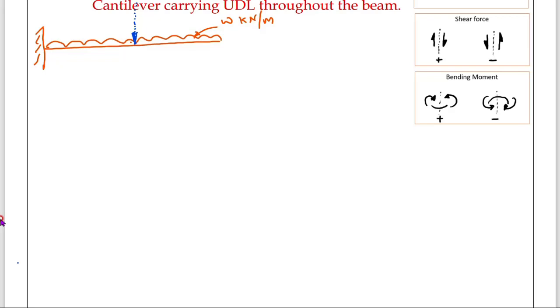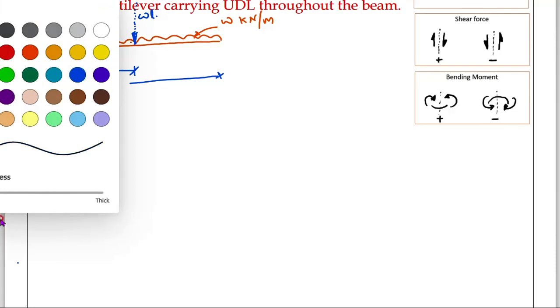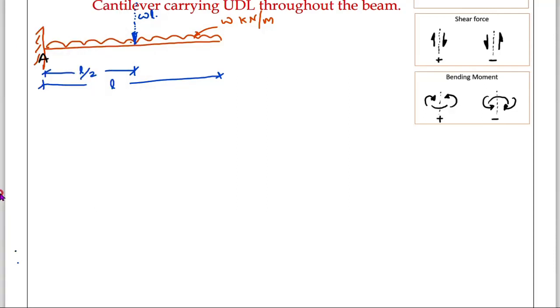This conversion is W into the length of the beam, which is L. Therefore, WL is the conversion of UDL to point load. Then this point load will be acting at a distance L by 2. Okay. Now we will name these points. One point is A and another point is B. Don't mark a C point, because that is your reference. There is no point there. A and B is enough.